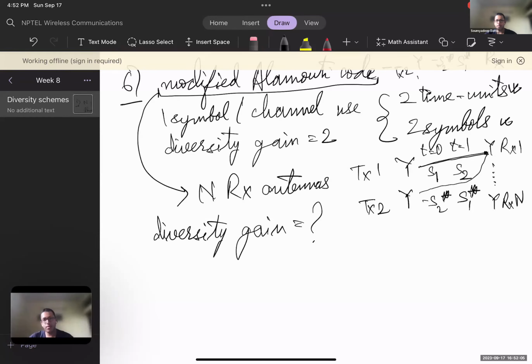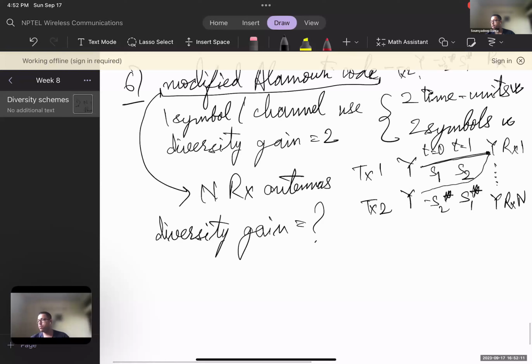And eventually, if I combine all of these received signals together, I can combine the diversities of all of the receive antennas. So the total diversity gain will be 2 for one antenna, so it will be 2 times the number of RX antennas. Your total diversity gain will be 2n. So your answer will be 2n.